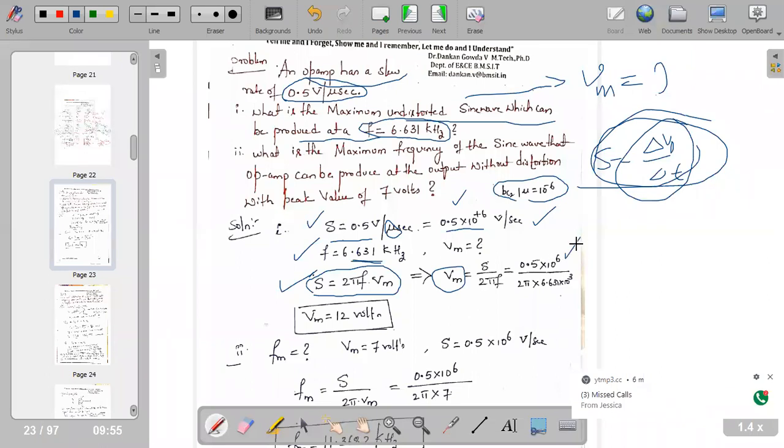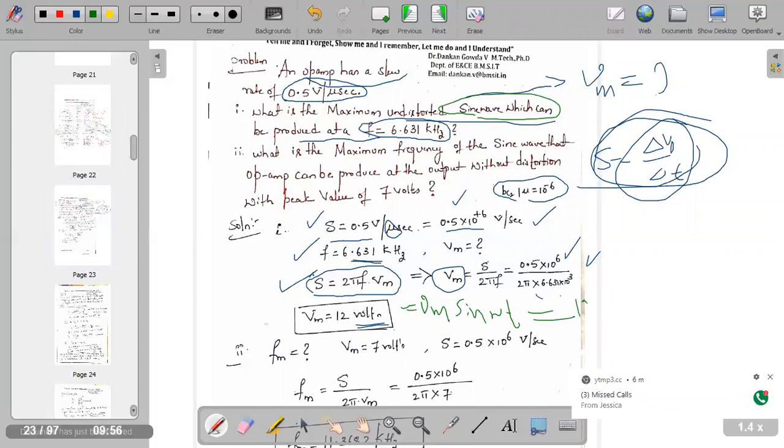It is 0.5 into 10 power 6 divided by 2 pi into the given frequency. If you simplify this, we get Vm is equal to 12 volts. So from this we can write the maximum undistorted sine wave. He has given it is an undistorted sine wave, which means we can write this expression as Vm sine omega t. You can write the general expression Vm sine omega t. What is the Vm value? Vm value is 12.